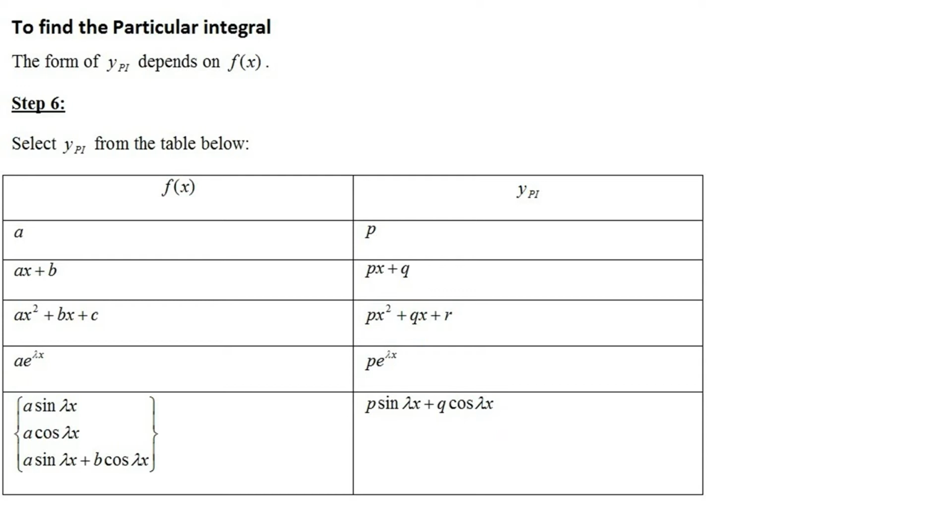And in the last case, the case whereby you have sines and coses as part of your f of x, so if f of x is a sine lambda x or a cos lambda x, or even a sine lambda x plus b cos lambda x, then ypi for all three of these forms is p sine lambda x plus q cos lambda x, okay. And again, our job is to work out p and q, okay. Now, looking back at the exponential case for f of x and the trigonometric case for f of x, the lambdas in ypi come from your f of x, provided that your choice for ypi is not repeated as part of your complementary function, okay.